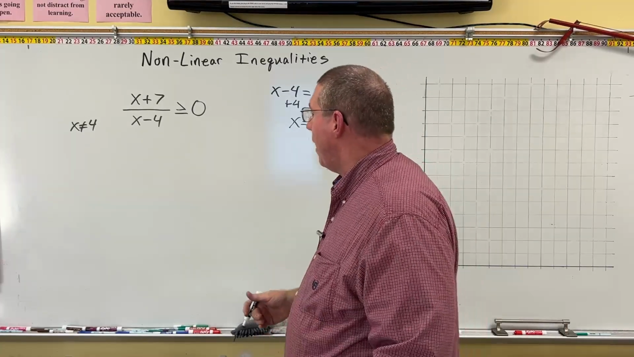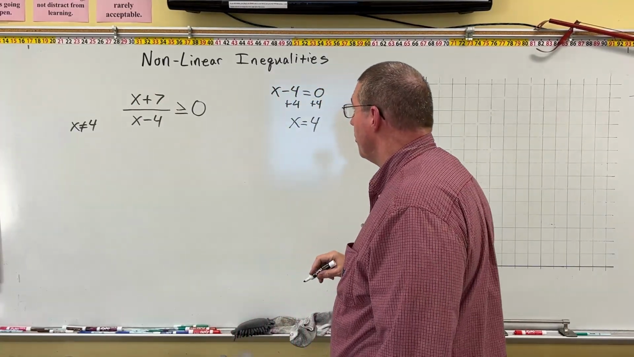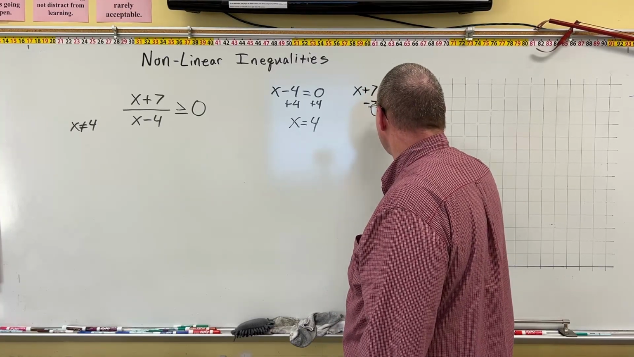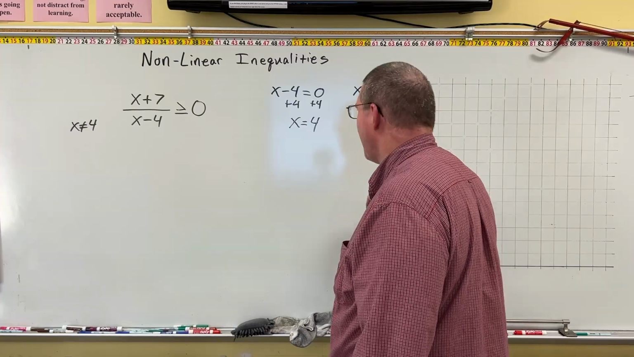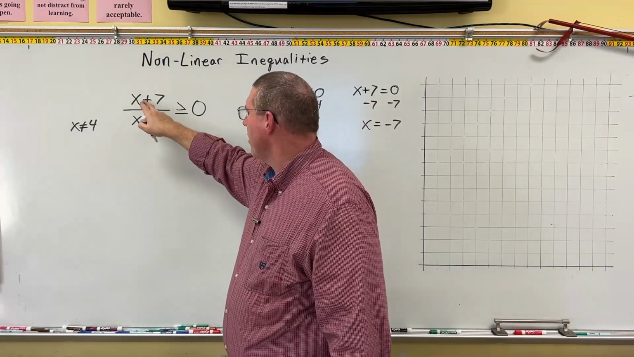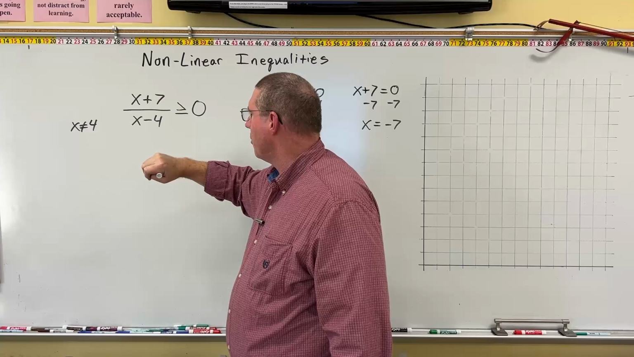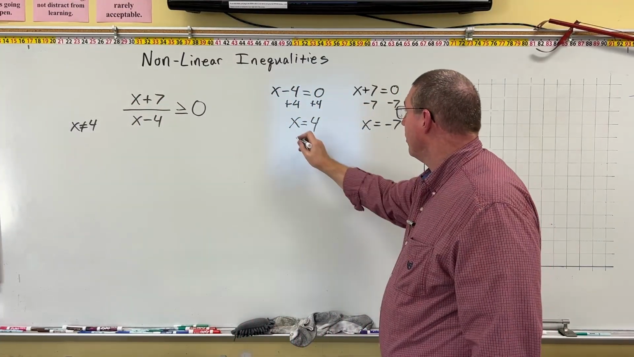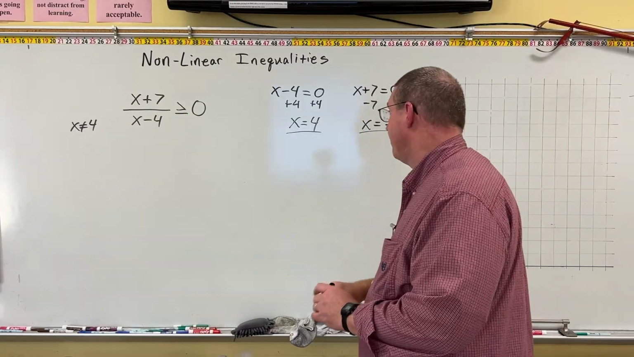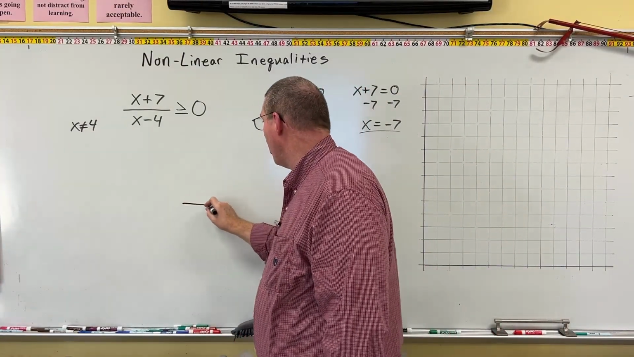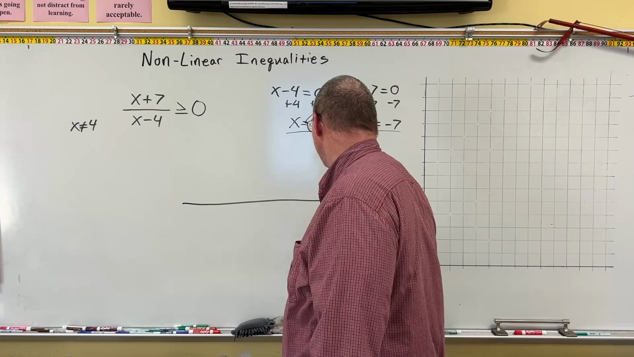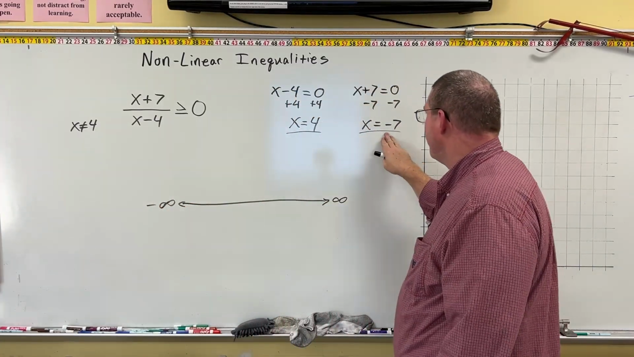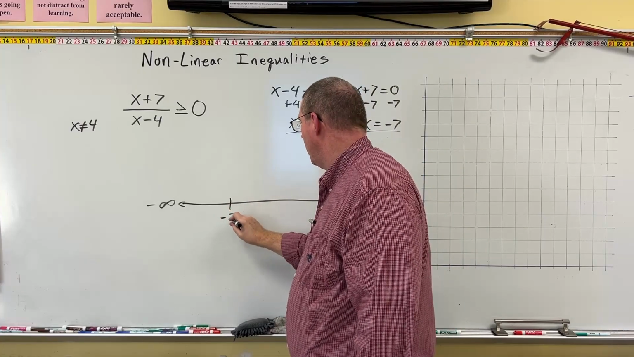The other critical values are the zeros of the numerator. So we're going to take x plus 7, set that equal to 0, subtract 7, and x is equal to negative 7. We already knew that, though, because didn't we already say that if we reverse the sign of this, that's our 0? So negative 7 plus 7 equals 0. So we have our two critical values, 4 and negative 7. Now we're going to do what we already did before. We already know how to do. We're going to draw our horizontal line, put infinity, put negative infinity. We're going to put two slash marks, one for negative 7 and one for 4.